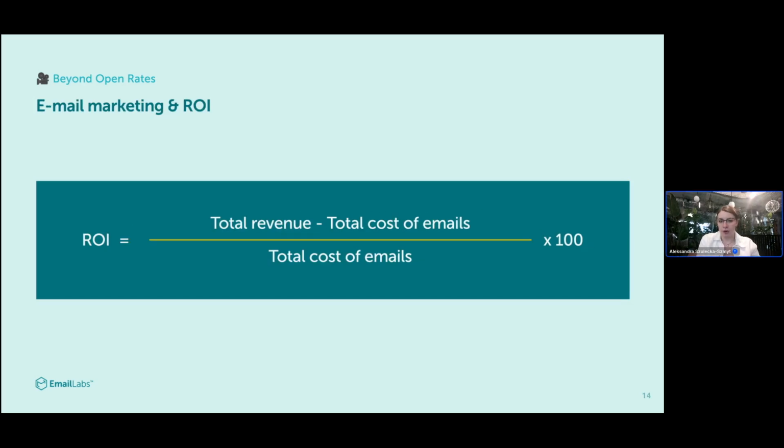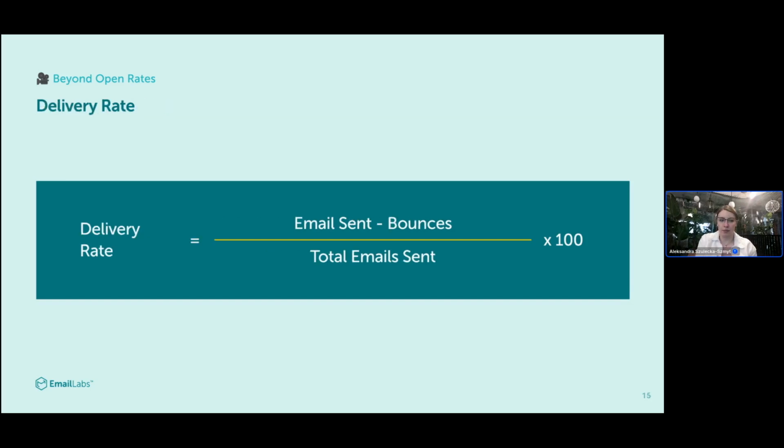Obviously, we also have ROI. If we know the revenue of a specific email campaign, then we can also calculate that by extracting the total cost of emails and then dividing it by the total cost of emails, obviously multiplying by 100, then getting a percentage rate. If we know all of this information, and if you use emails, then you will have them.